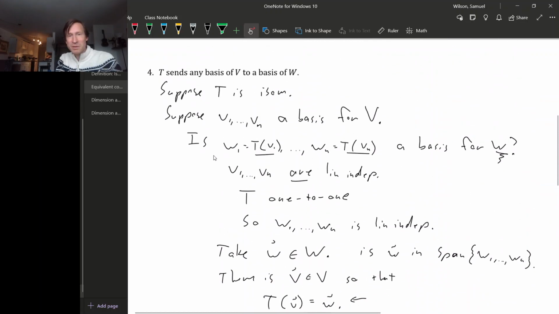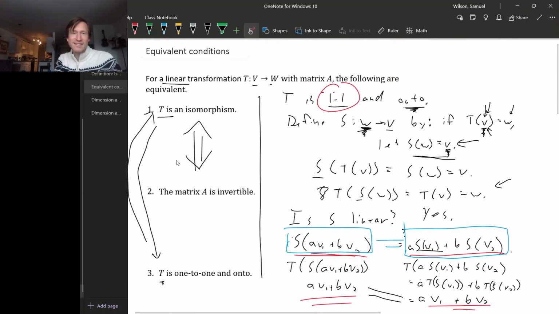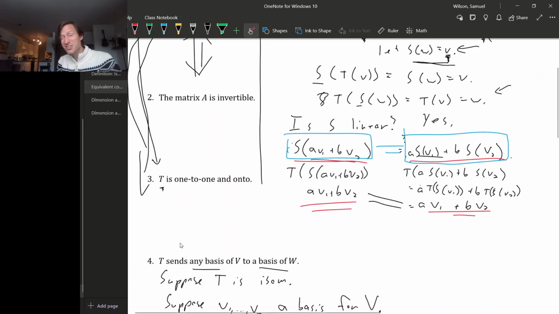And that's what we wanted to show, right? We started with a basis for V. When we hit all those basis vectors with our linear transformation, we got a basis for W. So any basis of V gets sent to a basis of W. That implies that 1 implies 4 down here. Now we need to do it the other way.